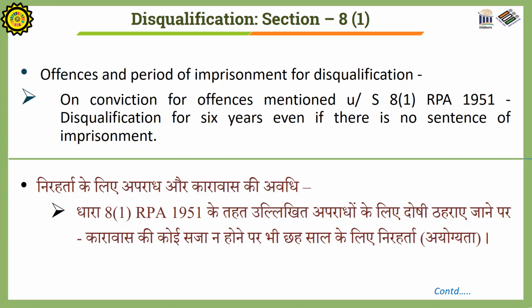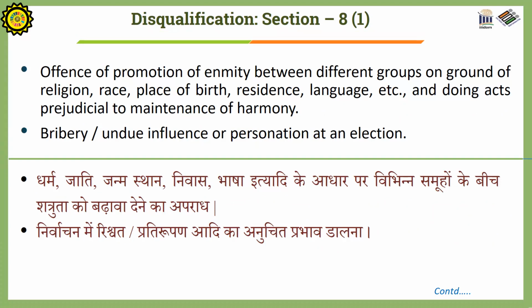On conviction for offences mentioned under Section 8.1 of RP Act 1951, disqualification is for 6 years even if there is no sentence of imprisonment. Offence of promotion of enmity between different groups on ground of religion, race, place of birth, residence, language, etc. and doing acts prejudicial to maintenance of harmony. Bribery or undue influence or personation at an election.